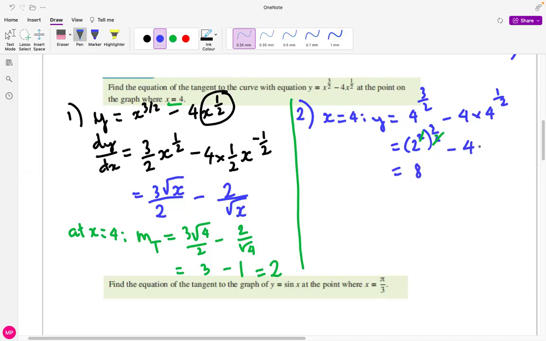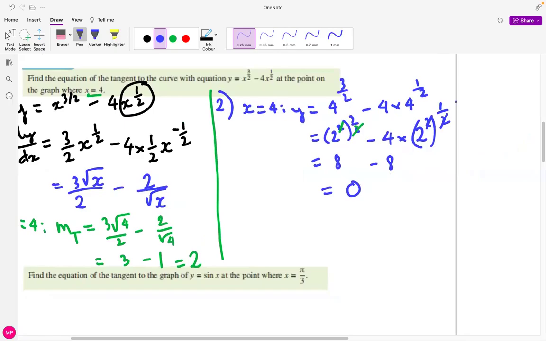Minus 4 times 4 to the power of a half, you do the same thing, 4 is 2 squared, and then to the power of a half. So the 2 and the 2 here we cancel out. So 4 times 2 is 8. So 8 minus 8 equals 0. So you get the point. The point will be 4 comma 0, right?